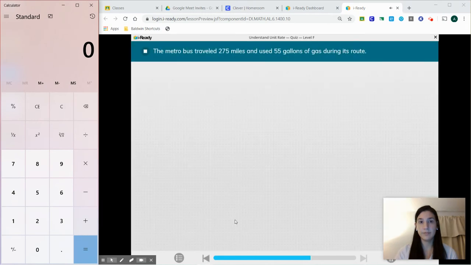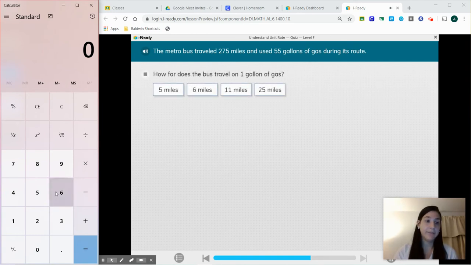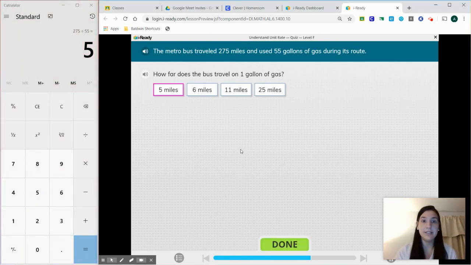The Metro bus traveled 275 miles and used 55 gallons of gas during its route. Okay, so we're going to divide. How far does the bus travel on 1 gallon of gas? 275 miles divided by 55 gallons of gas, and we see that it's 5 miles.